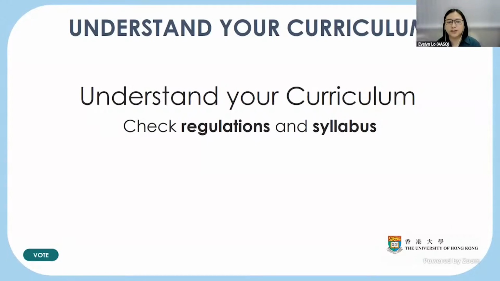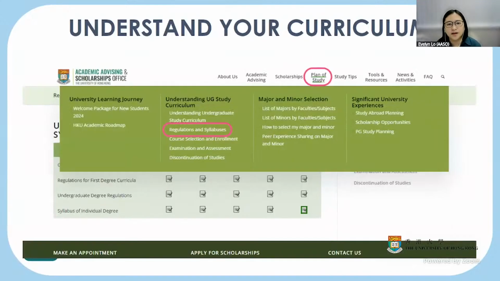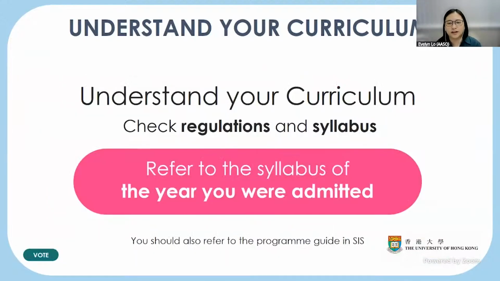So you need to check the regulations and the syllabus. You can find them on our website, under the plan of studies, regulation and syllabus. You should choose the syllabus of the year you are admitted. So for all of you here, you should check the syllabus of 25 to 26. And you could also refer to the program guide on the SIS, which is the Student Information System. You will have access to that after the master registration.